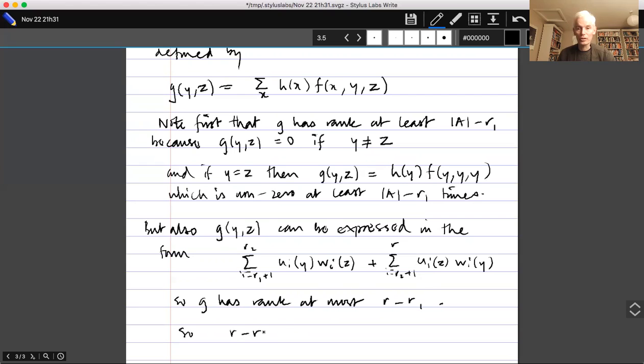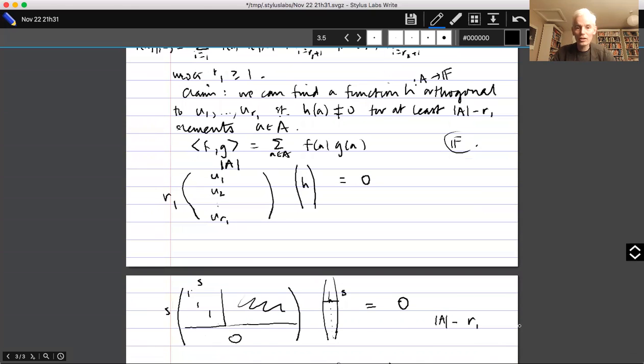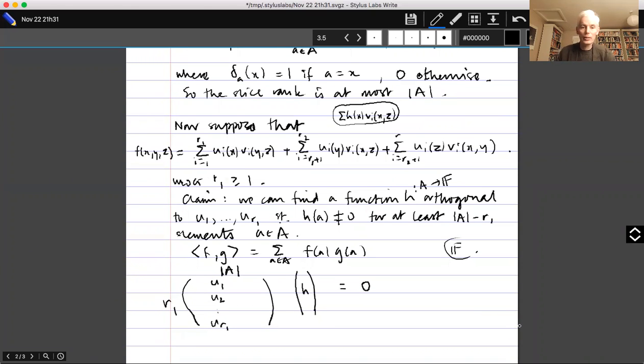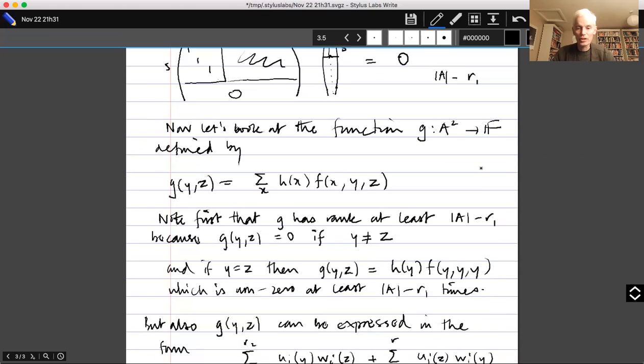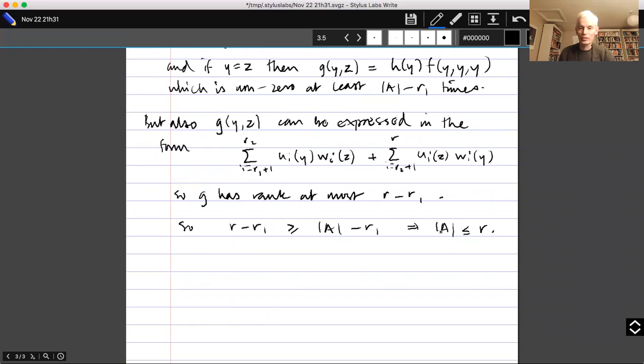So R minus R1 is greater than or equal to the size of A minus R1, which implies that, let's write it the other way around, the size of A is less than or equal to R. What was R? R was the number of terms in some way of expressing F. So, actually, I should have written it the other way around. More natural to write R is at least the size of A, and R was the number of terms in some expression for F in terms of functions of 1 and 2 variables.